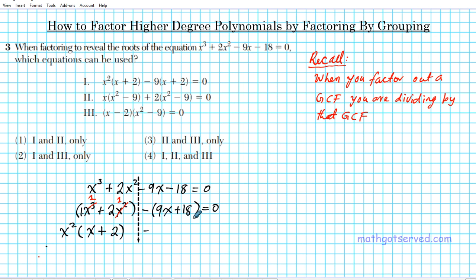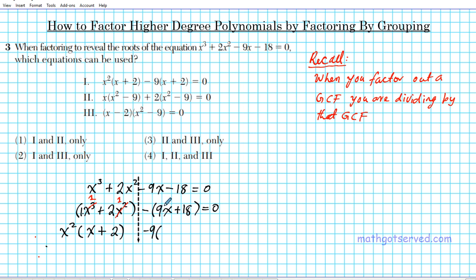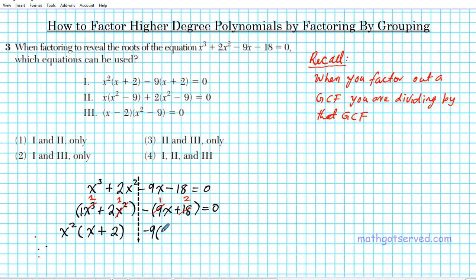Now let's look at 9x and 18. Is there a common factor that we can pull out? What is the biggest number that goes into 9 and 18? 9, right? So we pull out a 9, factor out a 9. So we're dividing by 9. That's what factorization is. So 9 goes here 1, and then 9 goes into 18, 2. Okay, and then we're left with negative 9, and we have x plus 2 equals 0.